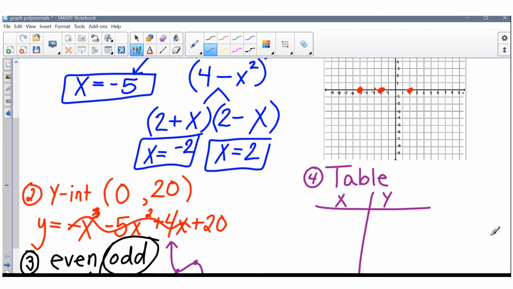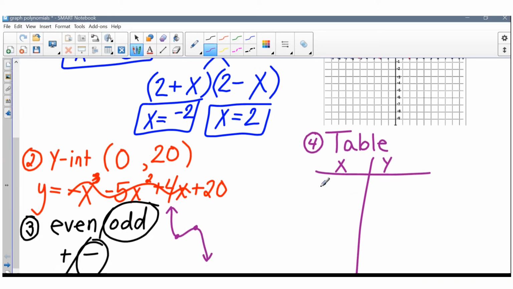So, what numbers are between your roots? Let's start here. What's between these two? -4 and -3. What's between the other two? -1, 0, and 1. Good.